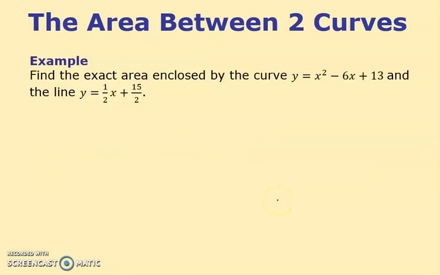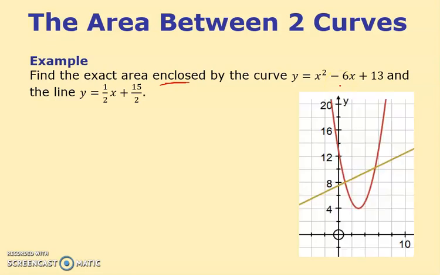So this example says find the exact area enclosed by the two curves. Now, I suppose the first thing we need to know is what it looks like. So type it into your calculator and see if you get the same as me. This is what I get. But definitely do type it in. So that's what I get when I've typed in, obviously, the x squared curve and a straight line. And I want the area in between.